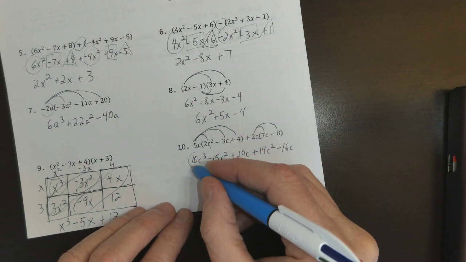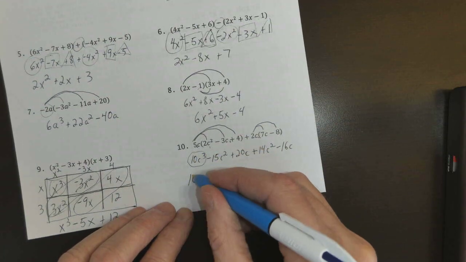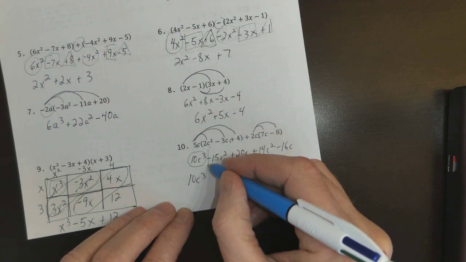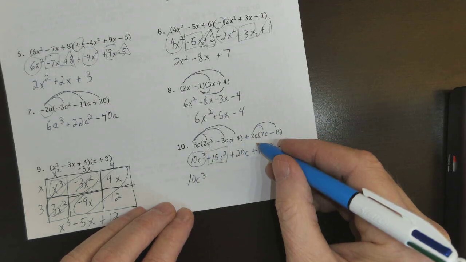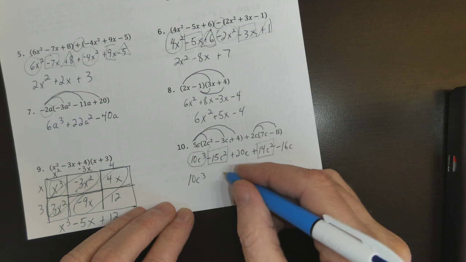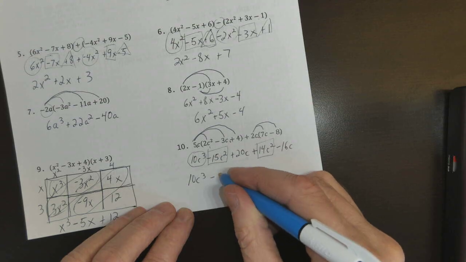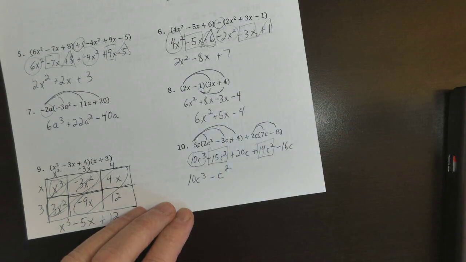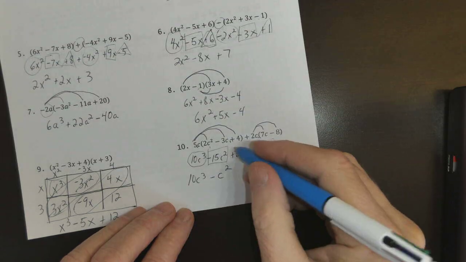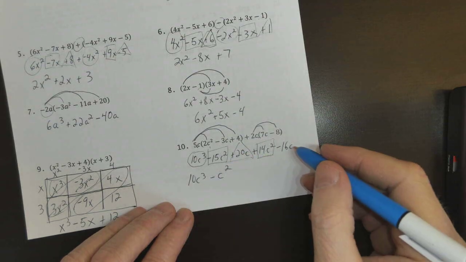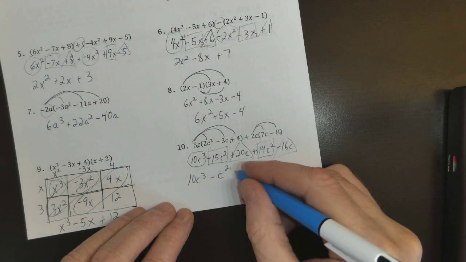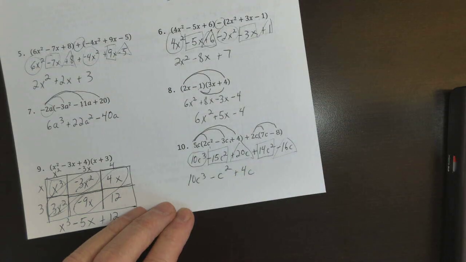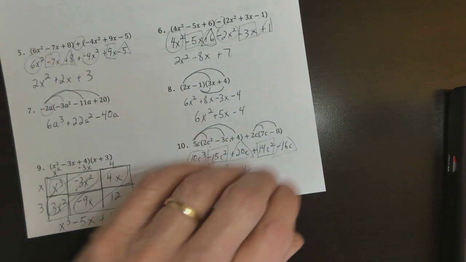So I have 10c to the third. I've got negative 15c squared and positive 14c squared. That's negative 1c squared. I can put the 1, or I don't have to. And then I have 20c and negative 16c. That is positive 4c. All right, page 1 done.